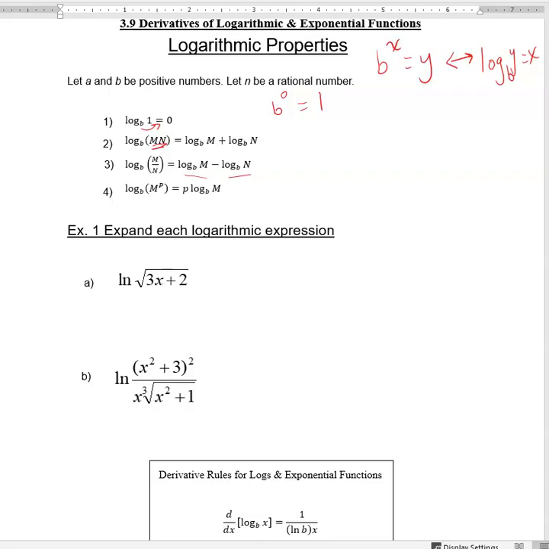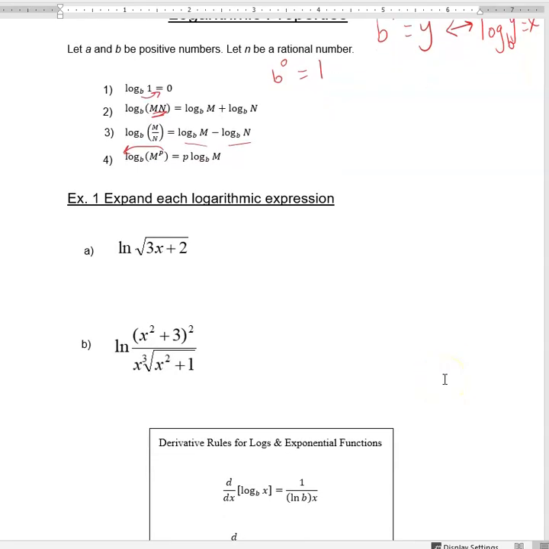And then finally, this power rule says if we have log base b of m raised to a power, we can bring that power to the front and write that as p times the log base b of m. And again, that's going to make the derivative a little easier to figure out. So let's practice expanding some logarithms using these properties.